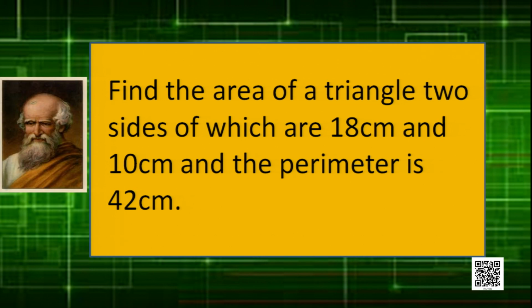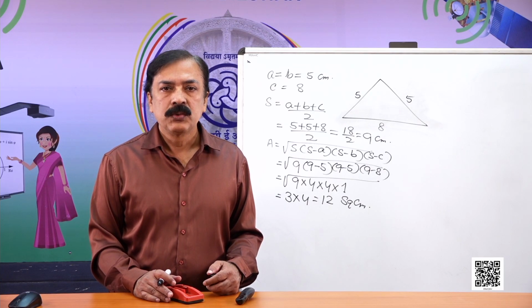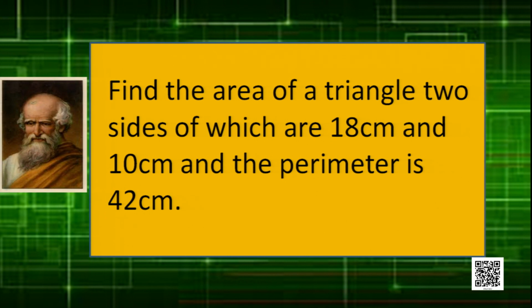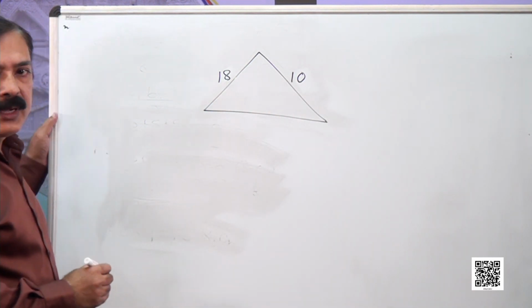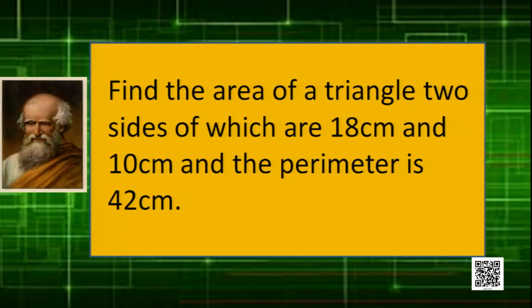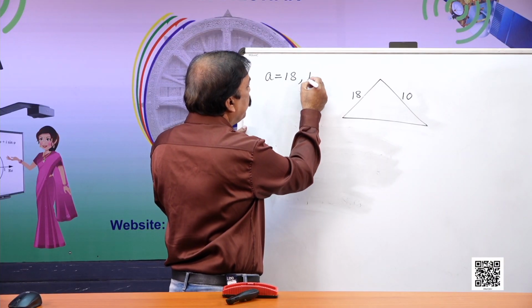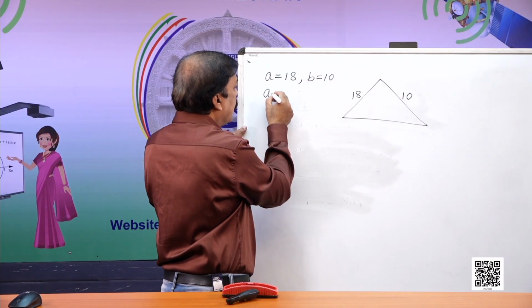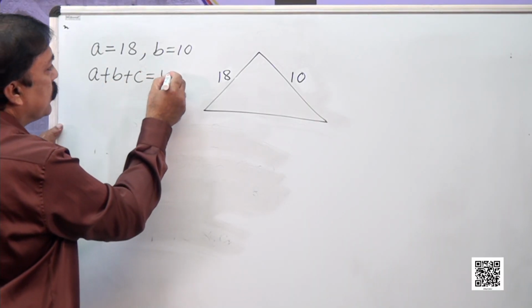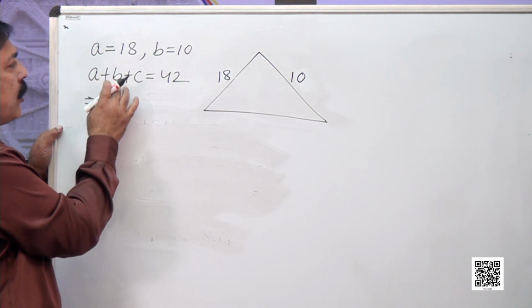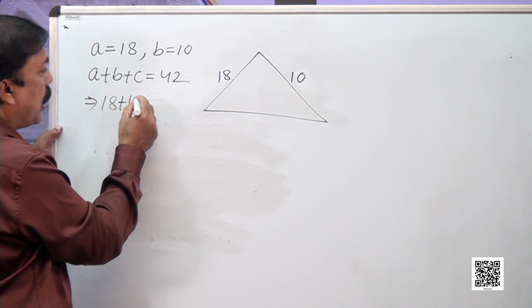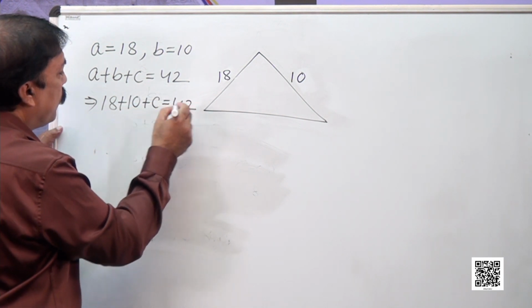This problem says: find the area of a triangle, two sides of which are 18 centimeter and 10 centimeter, and the perimeter is 42 centimeter. In this triangle, two sides are 18 centimeter and 10 centimeter and the perimeter is 42. That means a is equal to 18, b is equal to 10 and a plus b plus c is equal to 42. If we substitute the values of a and b, we have 18 plus 10 plus c is equal to 42.